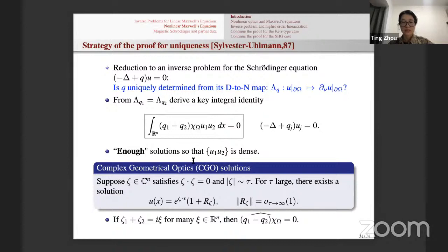Essentially, what we did for the Calderon problem is to ask, can we have enough solutions so that the product of the two solutions is dense in the function space, so we can really get a Q1 minus Q2. This was shown using essentially U1, U2 being CGO solutions. We really get a Fourier transform of Q1 minus Q2 for all the frequency variables, so we could see all the directions. And this was done here. So the sum of the two complex vectors gives you the frequency, and for many frequency directions. So this also asks for a degree of freedom of the frequency. Okay.